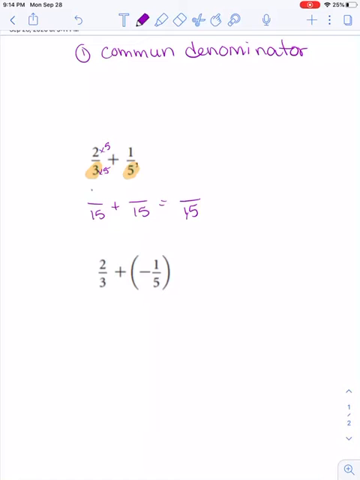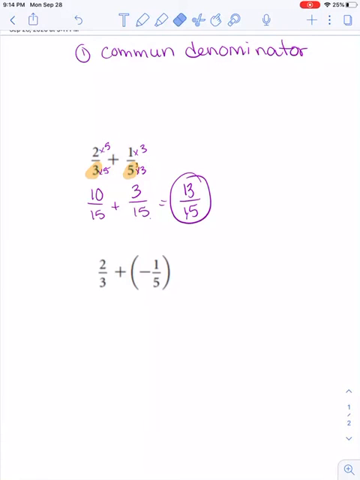So 2 times 5 is going to give me 10. Over here, 5 times 3 gives me 15. So my numerator, 1 times 3. And now the last thing I have to do, just add 10 plus 3. The answer is 13 out of 15.